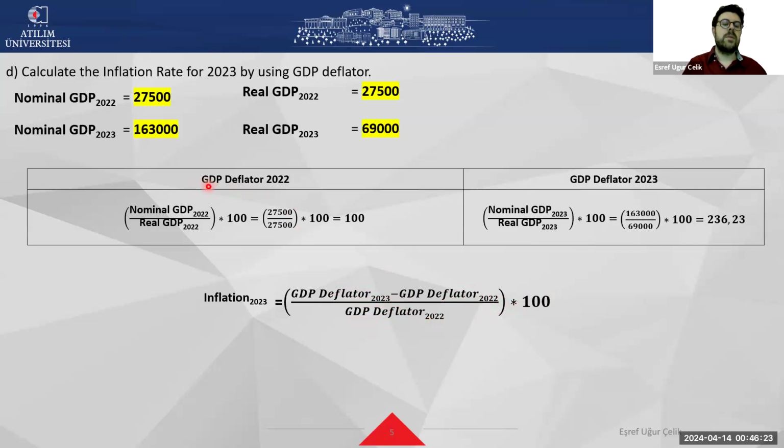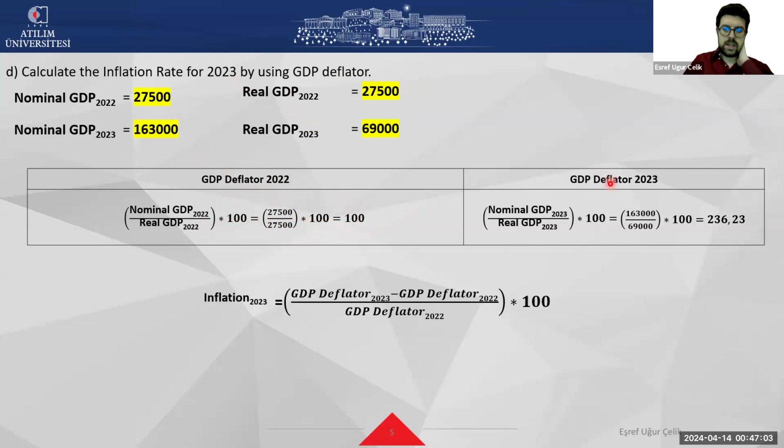Let's look at how we can calculate GDP deflator 2022. I said nominal GDP divided by real GDP for what I asked here. Nominal GDP 2022 divided by real GDP 2022 multiply 100. You can see over there these numbers are equal. When we calculate, the result is 100. And one more thing, I said in the base year, the nominal GDP equals real GDP. That's why every time in the base year, GDP deflator is equal to 100.